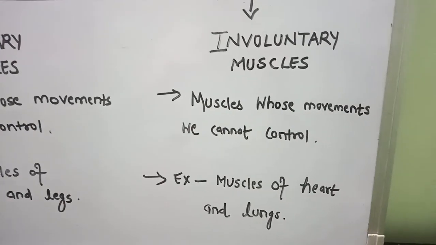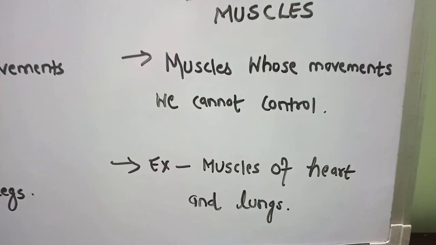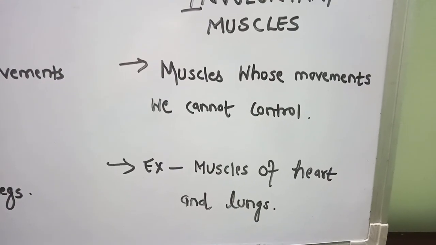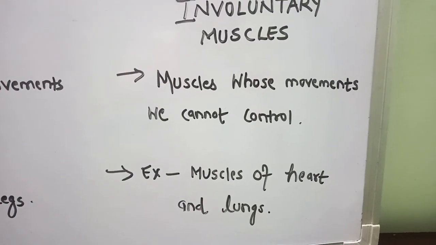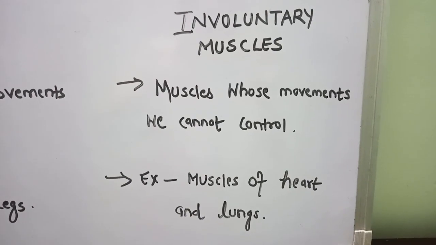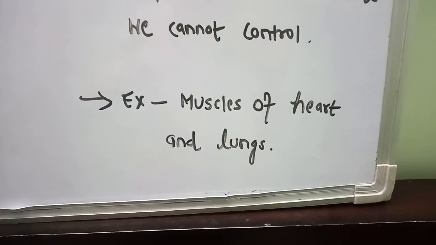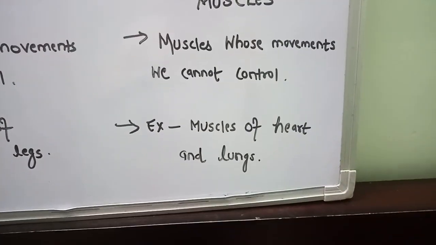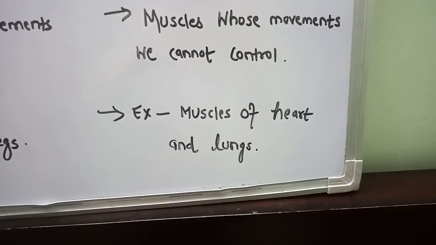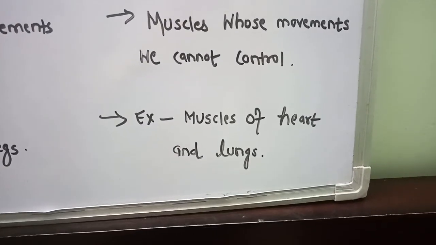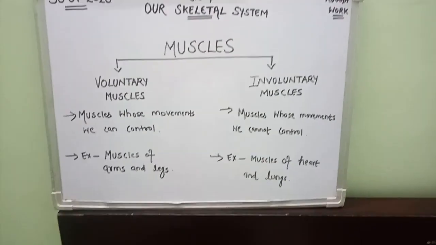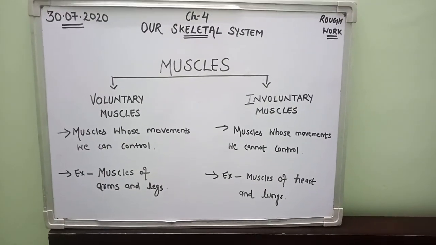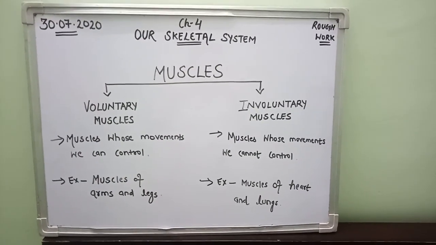Second one, we are having involuntary muscles. Muscles whose movements we cannot control. Okay? It's not in our hand to control the movement. That is known as involuntary muscles. For example, muscles of heart and lungs. You know it very well. We cannot control our heart and lungs. So this is the main difference between voluntary and involuntary muscles.